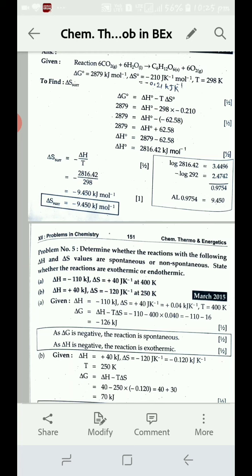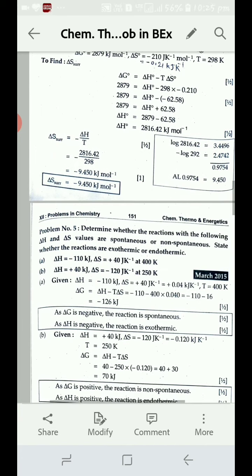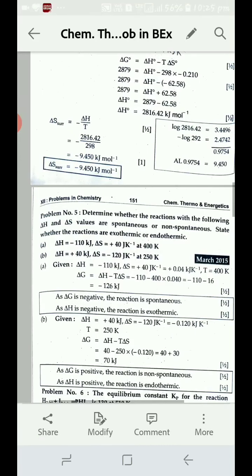So half mark is given for that answer, but 1 mark is given for your spontaneity and the exothermic or endothermic. So as delta G is positive, the reaction is non-spontaneous, and delta H is positive, so the reaction is endothermic.